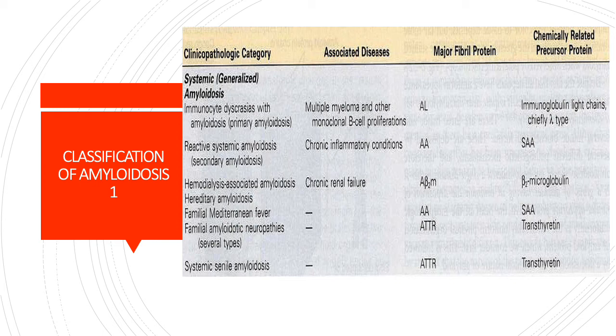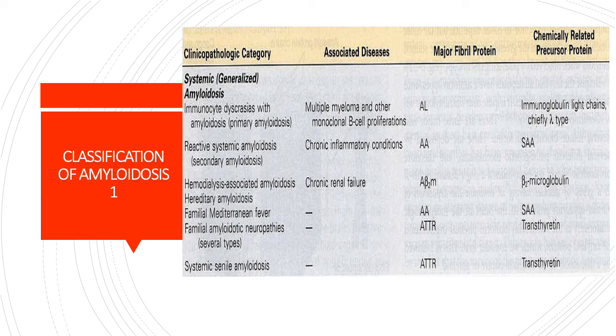Systemic or generalized amyloidosis is in the background of systemic diseases. In the condition of immunocyte dyscrasias with amyloidosis, it is a primary amyloidosis, and the conditions associated with it are multiple myeloma and other monoclonal B cell proliferations. The fibrillary protein which is seen is amyloid light chain protein, that is AL, and the chemically related precursor proteins would be immunoglobulin light chains, especially lambda type; kappa can also be seen.